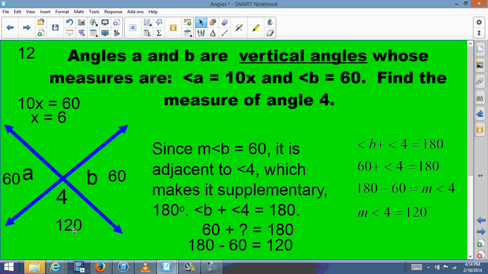And I even know if this angle down here, angle 4, is 120, then its opposite up here should be 120. And later on, they're going to teach you about something interesting, where you have these angles that are opposite each other and more than one set of parallel lines, and you're going to see some interesting things, that opposites are equal all over the place. Can't wait till we get to that. So our answer for the measure of angle 4 was 120 degrees.